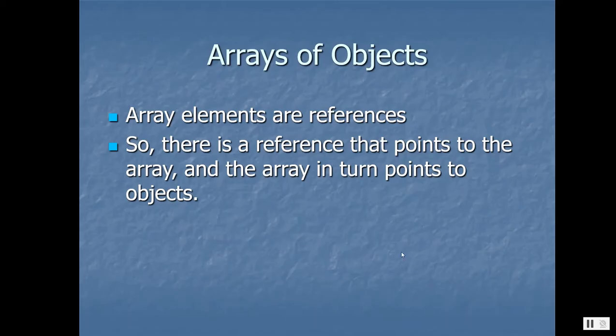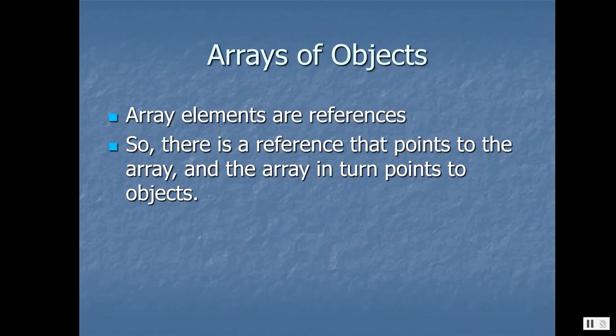So the next thing I'm going to discuss is when you have arrays of objects. In other words, the data type of that array will not be something like double or int or something of that nature. It will be something that is the name of a class. When you have an array of objects, then the elements of that array do not contain data. They contain references to objects on the heap.